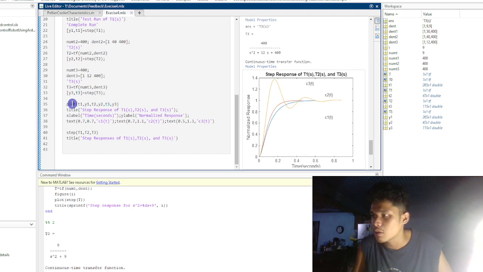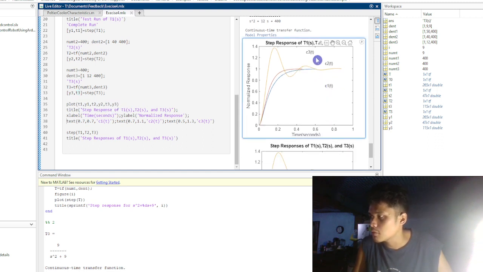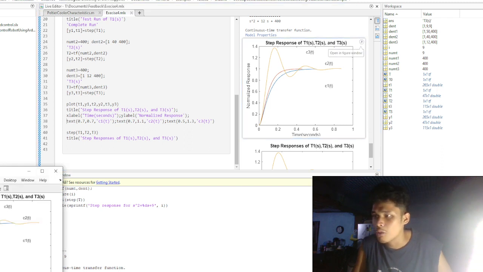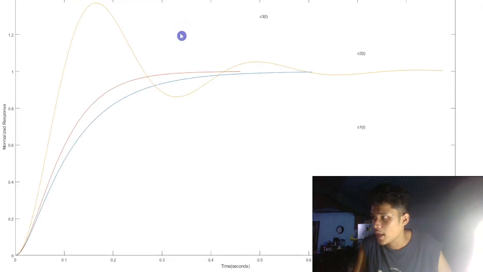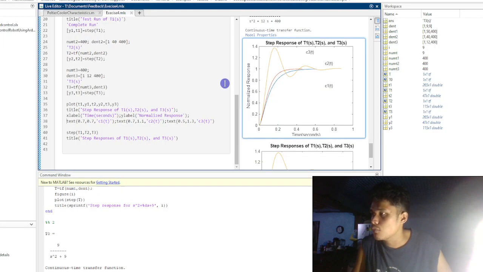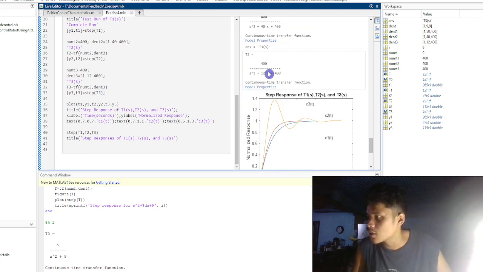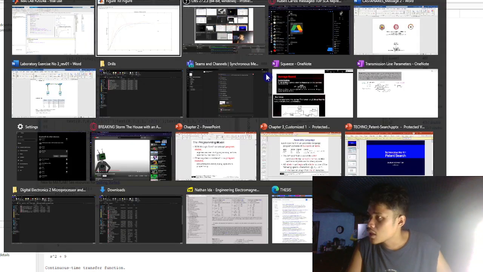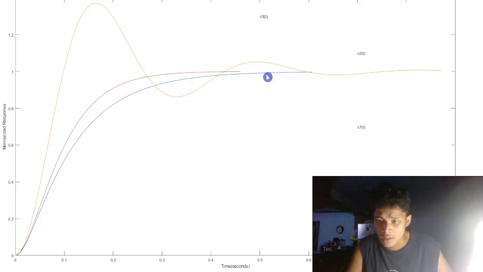So what we can do is proceed to the plot. And here in the plot, if we zoom in on this figure, so we can open this in the figure window and zoom further, we'll notice that our C3, which is the very last one, is an underdamped response. The reason why is, if we go back to our main code, the transfer function is s squared plus 12s plus 400, which will give you a very small value of zeta, 0.6 if I'm not mistaken. So that 0.6 translates to an underdamped response because it is not equal to 1.